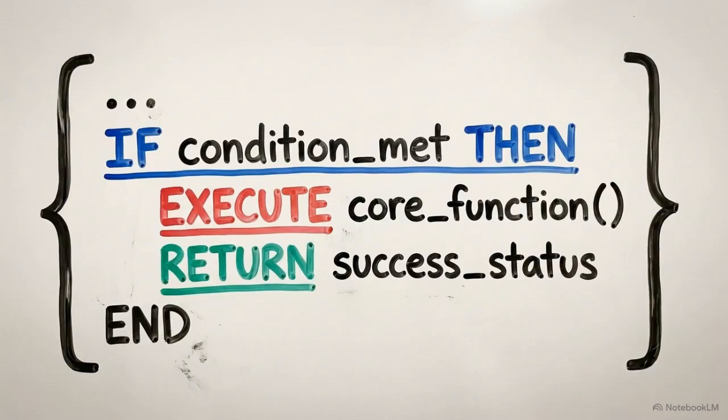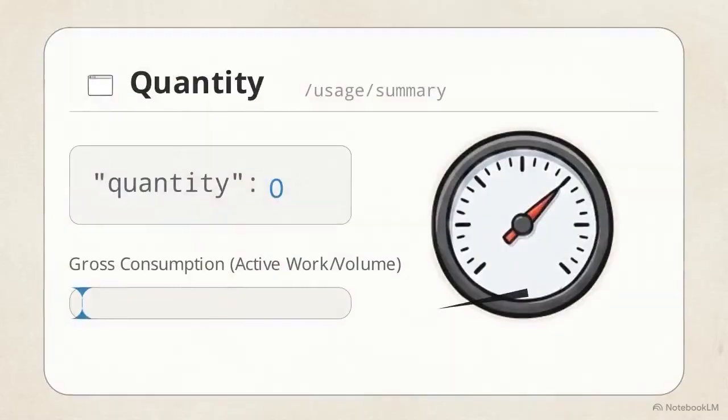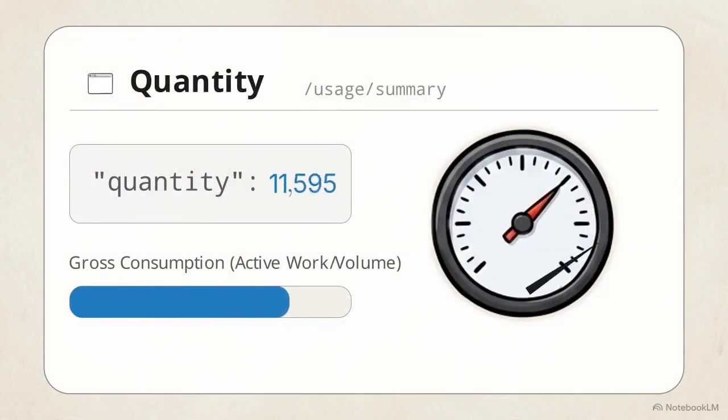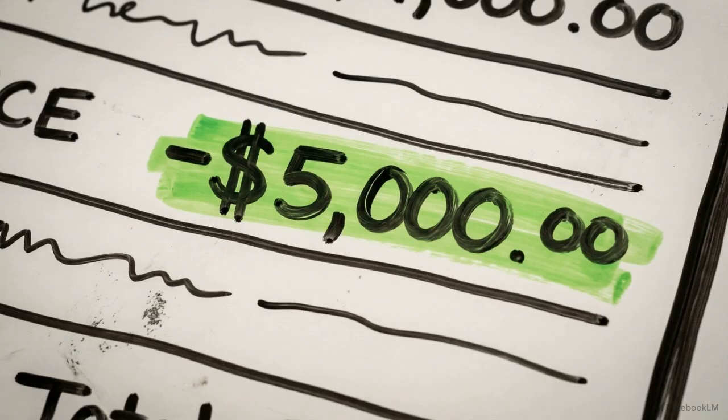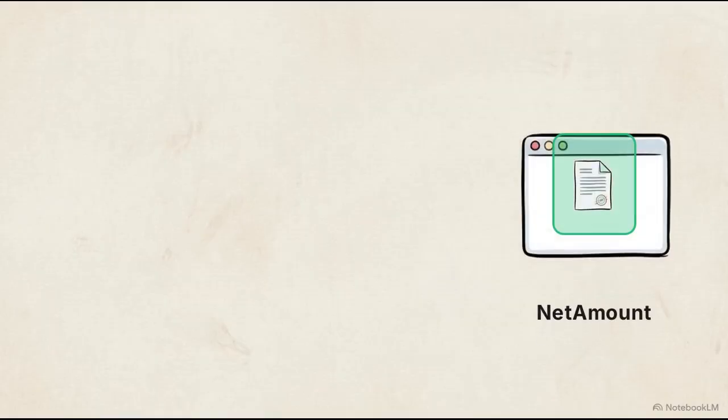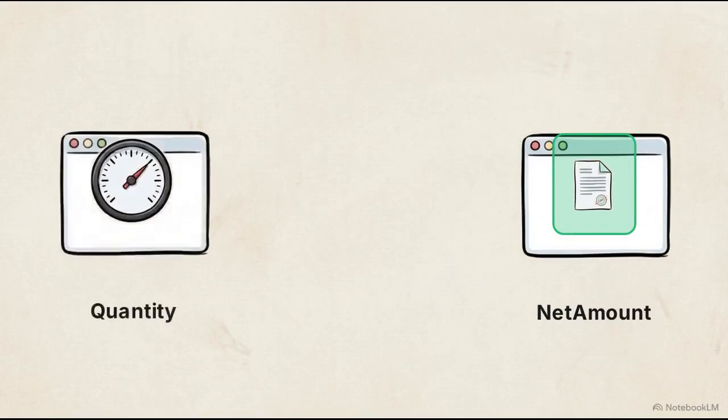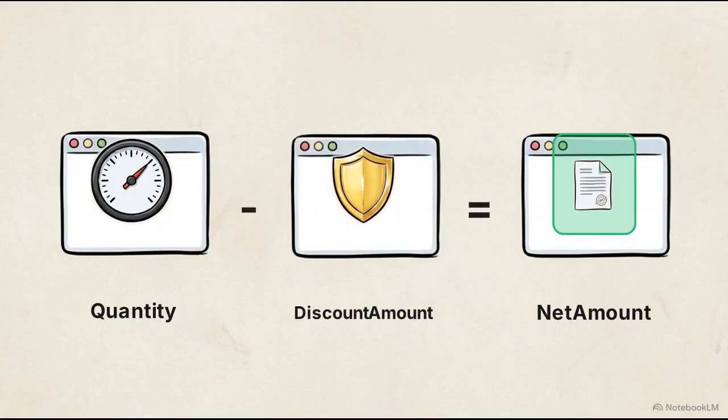Inside the JSON response, you will find 3 key metrics for every product. The first is quantity, which tracks exactly how much of a product was consumed, whether that means minutes, gigabytes, or server requests. The second is discount amount. This represents any usage that is covered by your included enterprise quotas or negotiated discounts. Finally, we have net amount, your actual billed cost. Total quantity minus discount amount equals net amount.